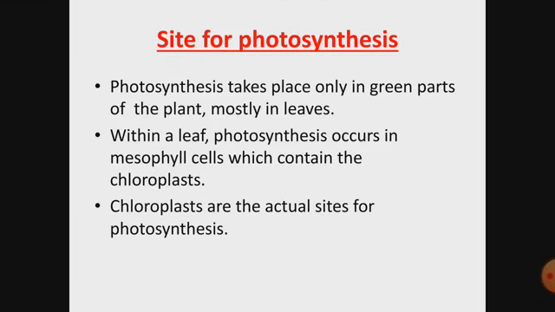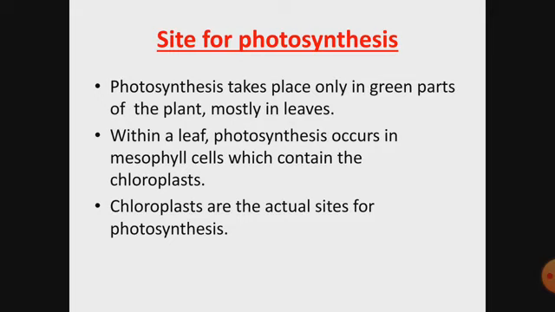Now the second question arises, what is the site or the place for photosynthesis? Where does it occur in plants? So photosynthesis takes place only in the green parts of the plant, mostly in the leaves, and that too more of the stomata are present on the undersurface of the leaves to get the supply of carbon dioxide.